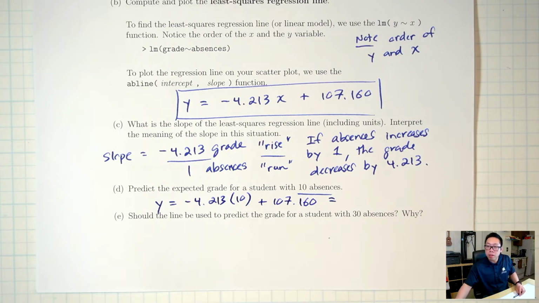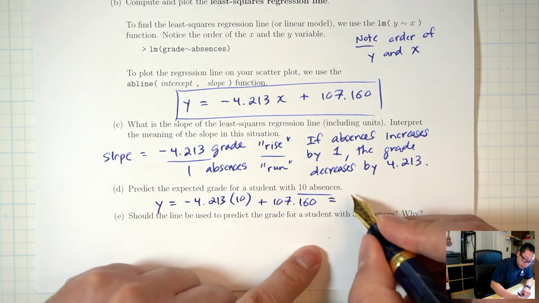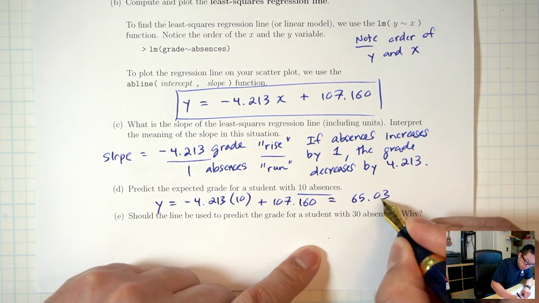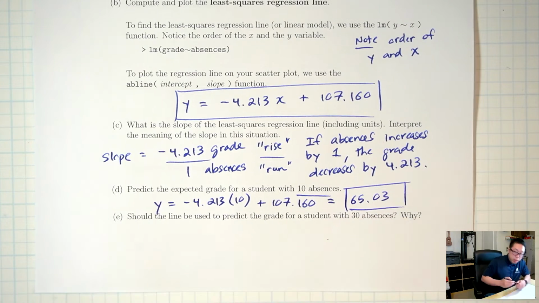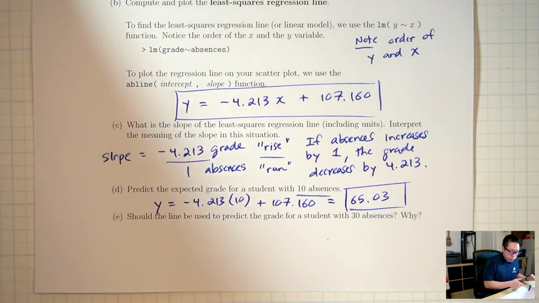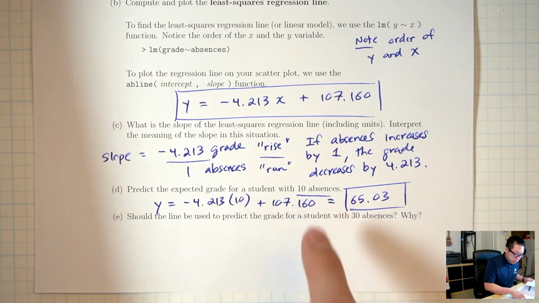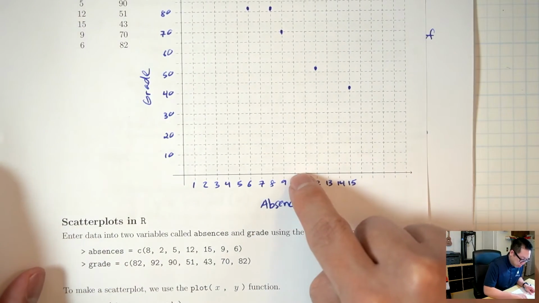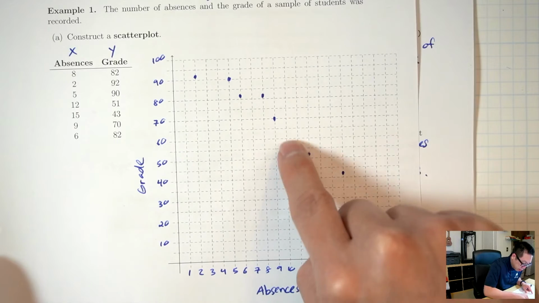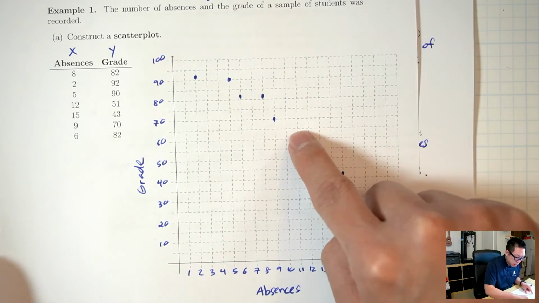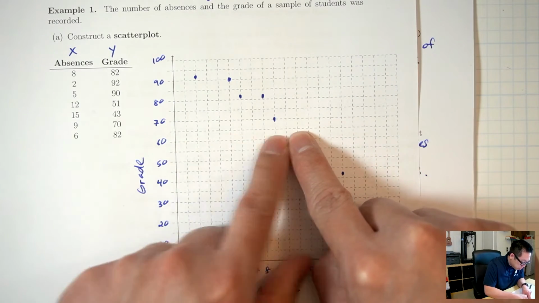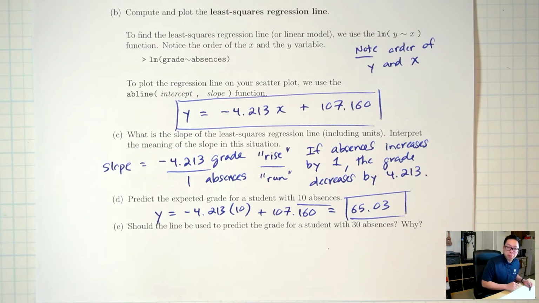Okay, plug this into our calculator. Negative 4.213 times 10 plus 107.160 gives 65.03. All right, so let's take a look at our picture and make sure that makes sense. For a student with 10 absences, we expect the answer to be somewhere here, if it's going to match the pattern, which is around 65. Okay, that looks correct.